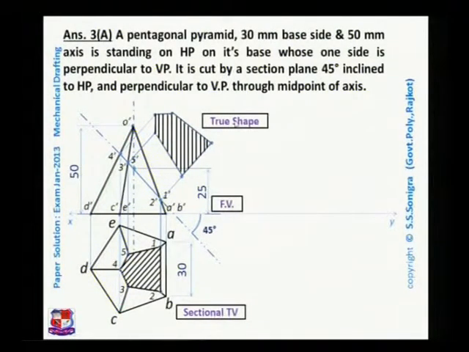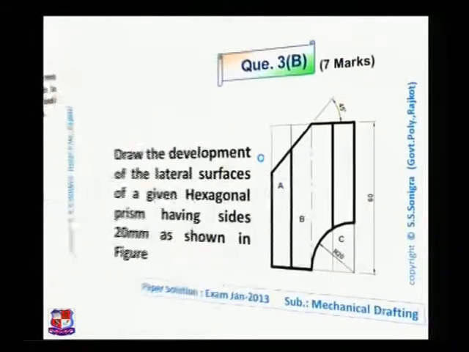So this question carries 7 marks: 2 marks for the sectional top view, 2 marks for the front view, 2 marks for the true shape, and 1 mark for the section lines, dimensioning and naming the points. So this is the final solution of the given problem. Now we proceed further with some more examples.